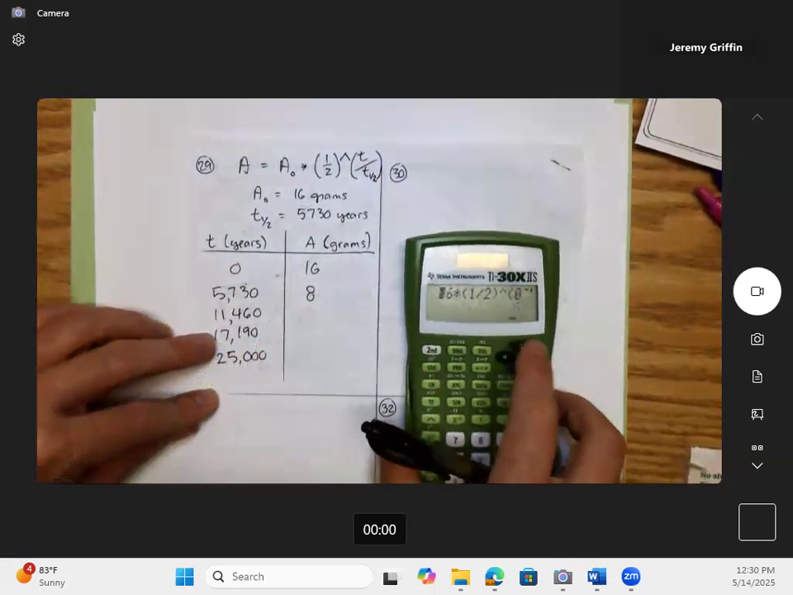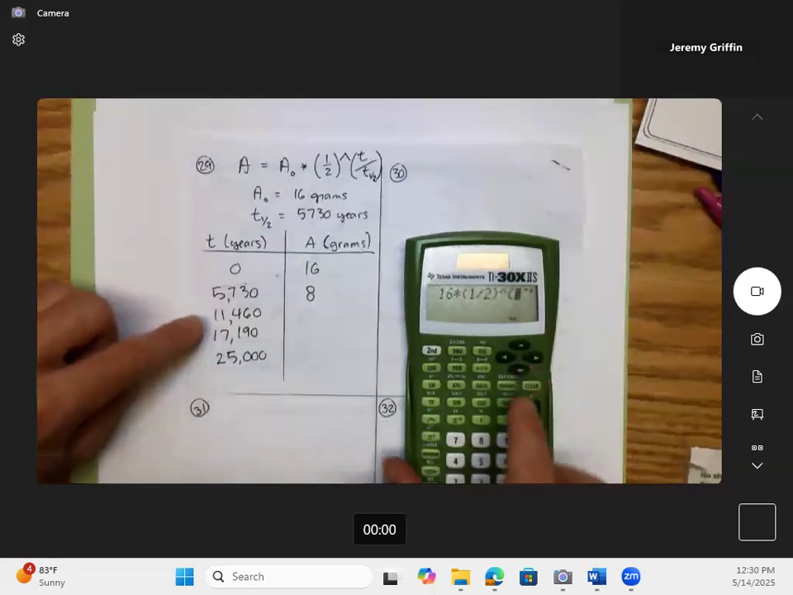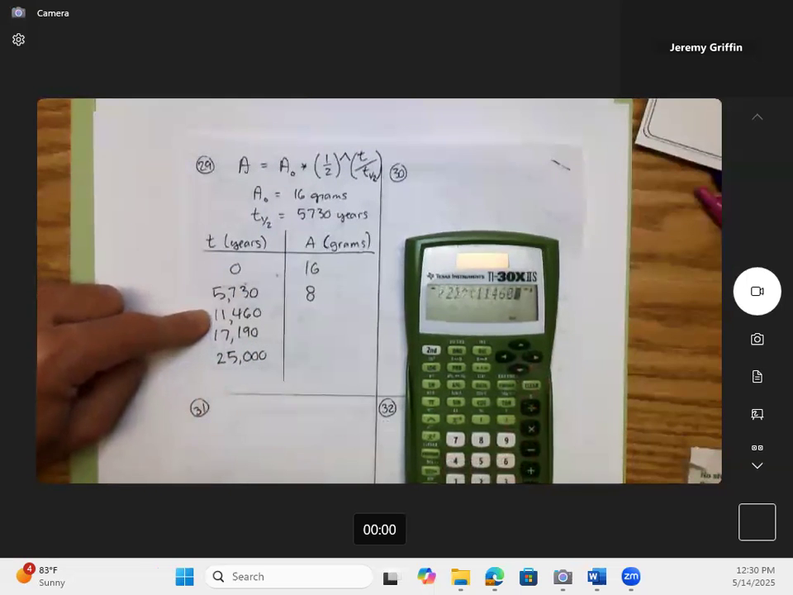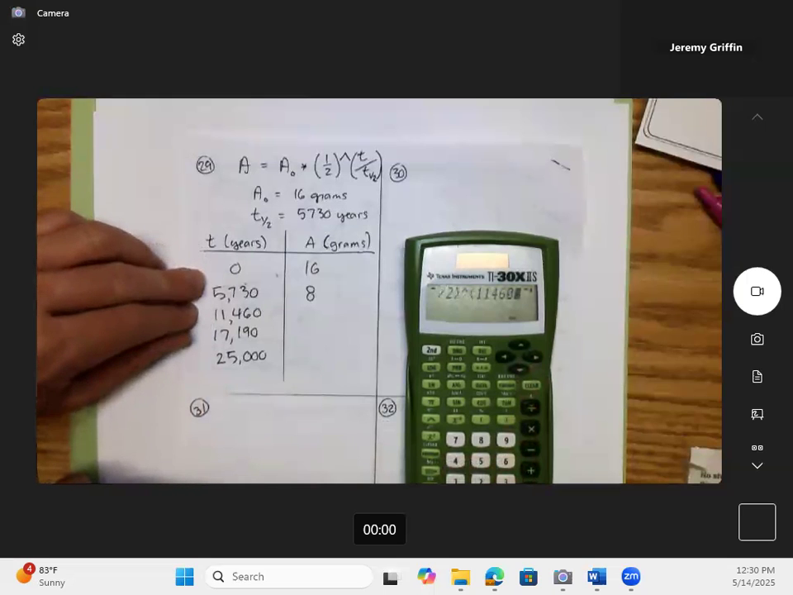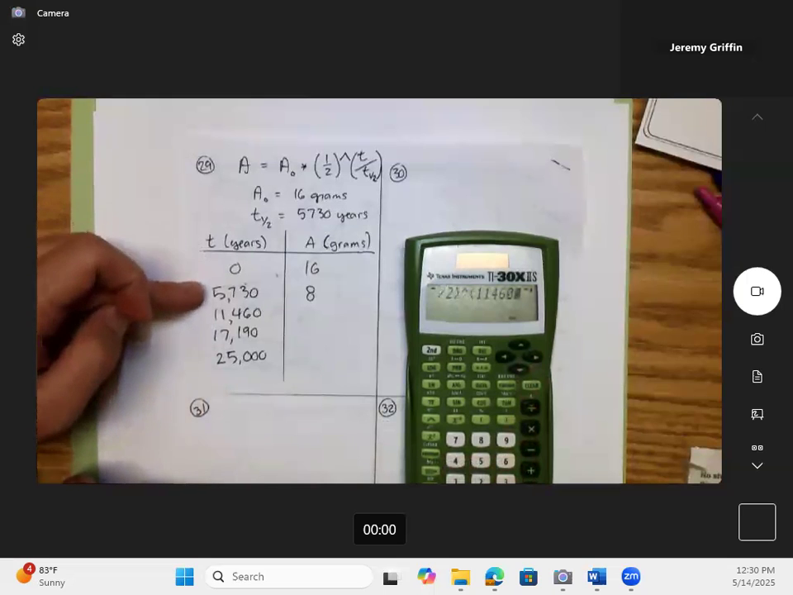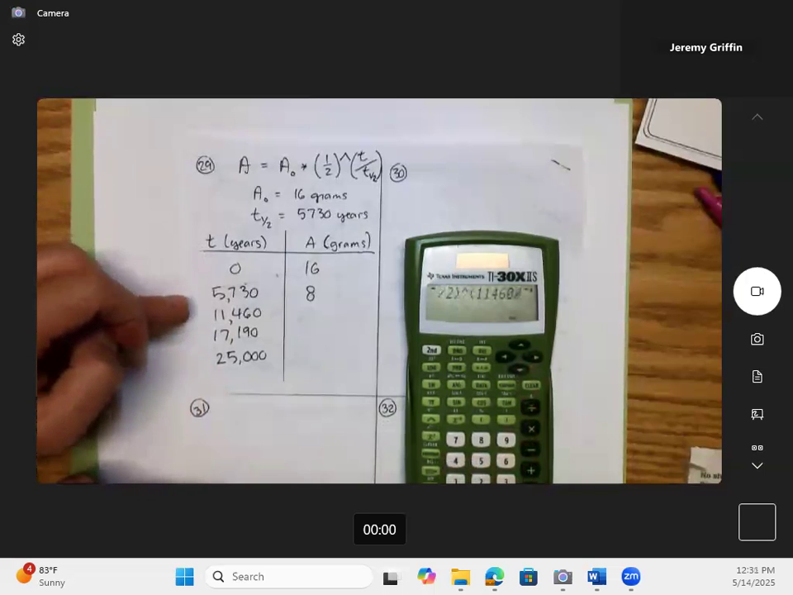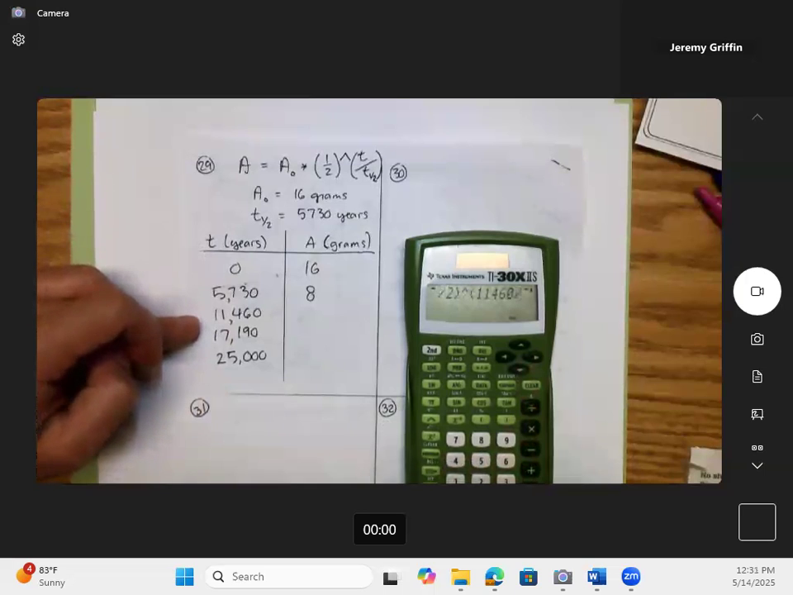Okay. How about scroll up, scroll over. Let's do 11,460 years. Great. Now, you guys see where these numbers are coming from? You see these are exact multiples of the half-life. We got 1 half-life, 2 half-lives. Later on, we'll do 3 half-lives. You guys see that? Okay.